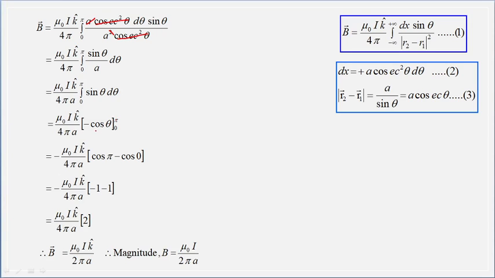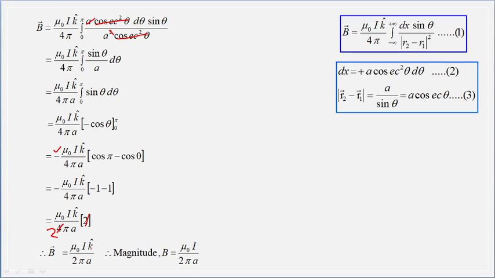We have taken the minus outside. And you substitute the limits, theta equal to pi and theta equal to 0: upper limit minus lower limit. Then cos of pi is minus 1, minus cos of 0 is 1, so that is minus 2. So minus minus cancel and become plus, and what remains is 2. Then this 2 will cancel with this 4, becoming 2 here. And what you get is vector B equal to mu naught I k cap divided by 2 pi a.